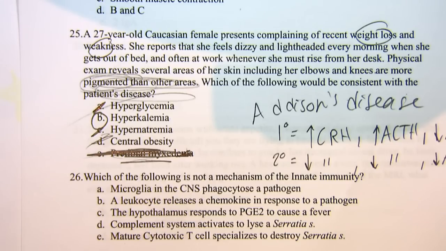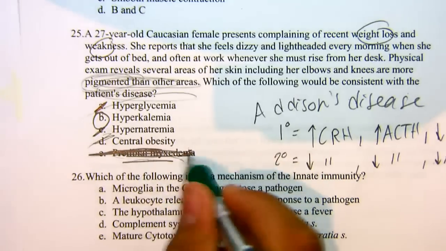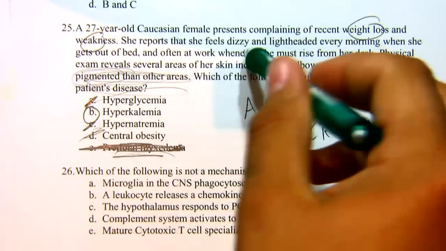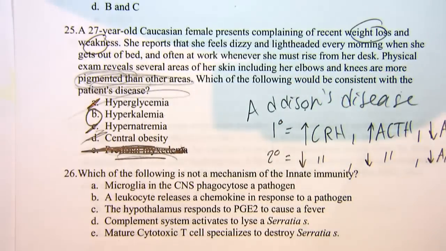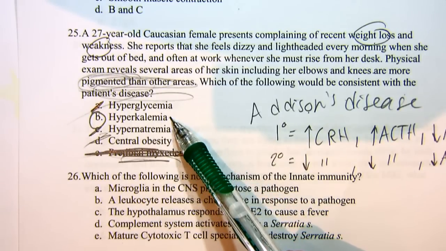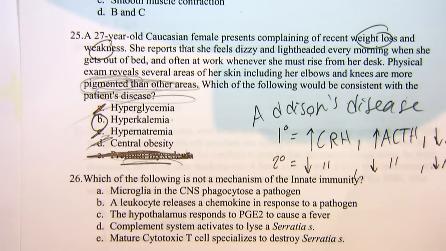I guess this one's a bad question too. It was supposed to be Addison's disease, but I guess this one was thrown in there, so I shouldn't have included that one. But what I wanted you to pull from this one was it's Addison's disease, and with Addison's disease we have hyperkalemia because we're not excreting potassium through the renin-aldosterone system.